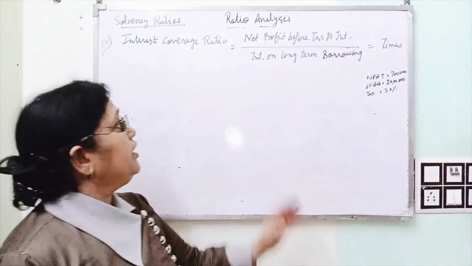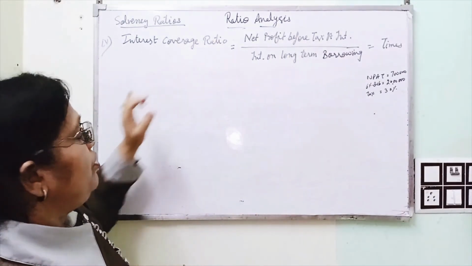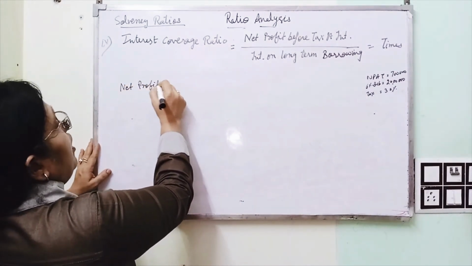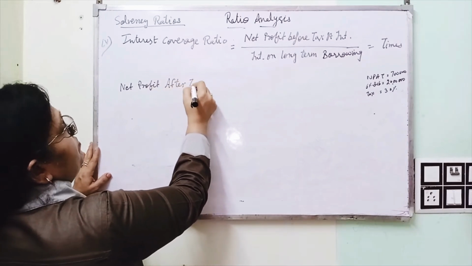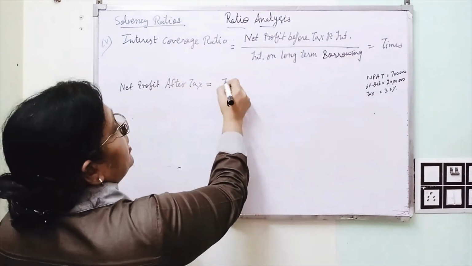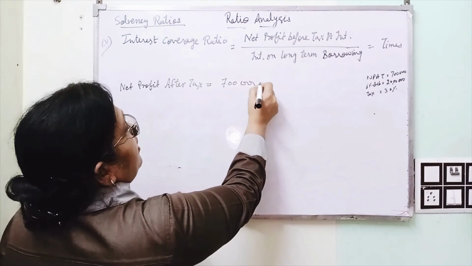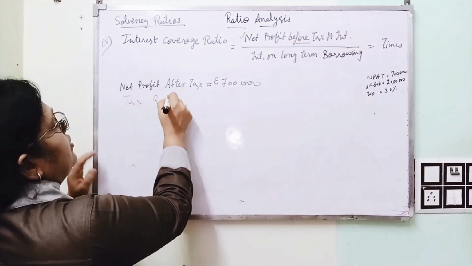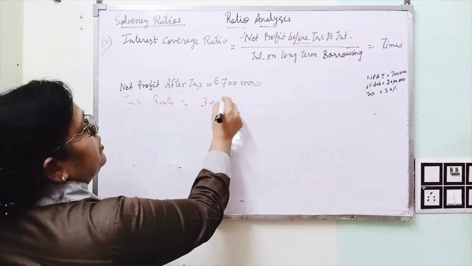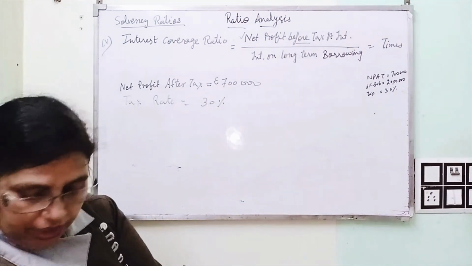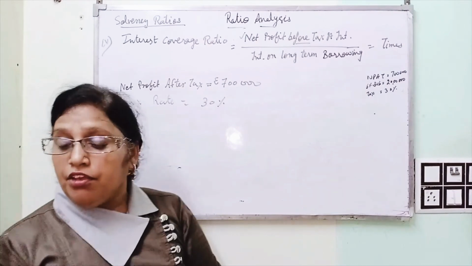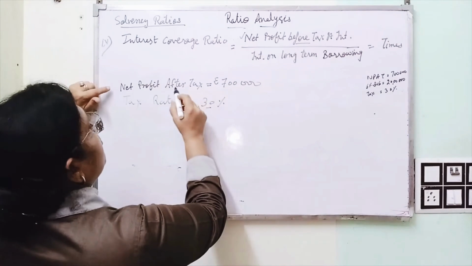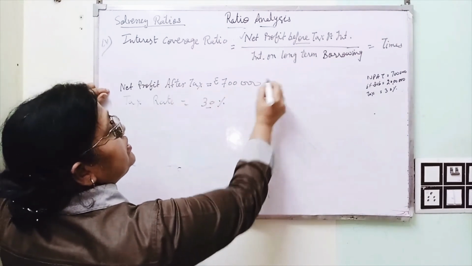Now we have to calculate interest coverage ratio. In your question, net profit after tax is given. Net profit after tax is rupees 7 lakh. And tax rate is given, 30%. It means if tax rate is 30%, it means after tax the amount is 70%.